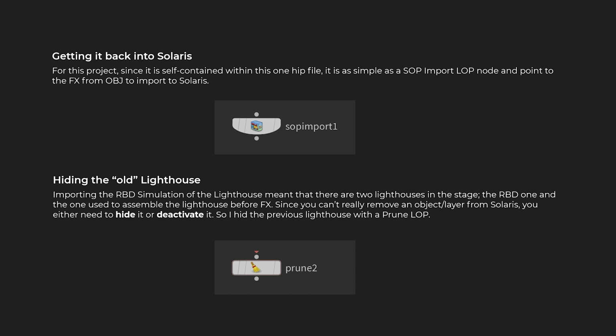and simulated and stuff like that. So I wanted to hide the old one or deactivate it because you can't really delete or remove a primitive that's already within LOPs, within Solaris. You can't actually delete it. So the way to do things is you hide it or deactivate it, which is why I use this prune. And I hid the previous lighthouse before the simulation and the effects and all that.